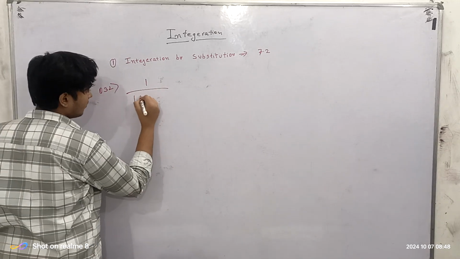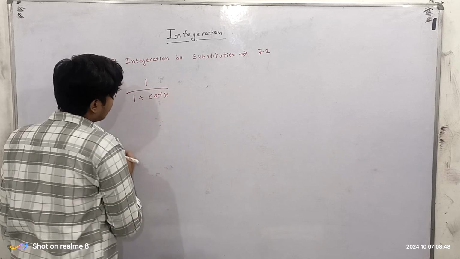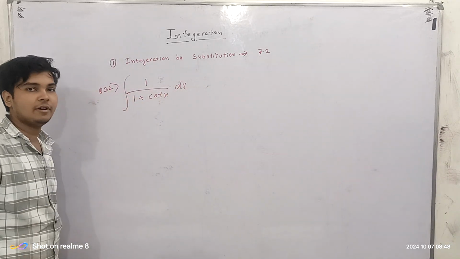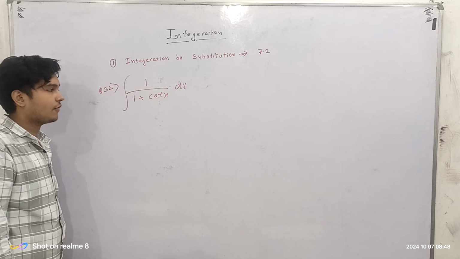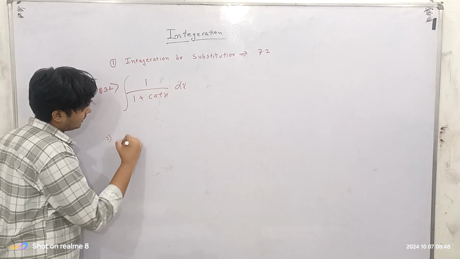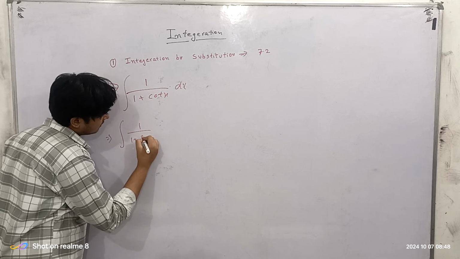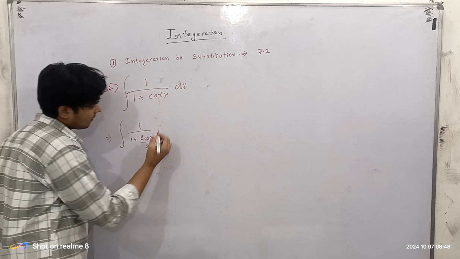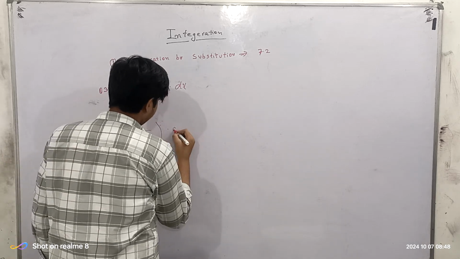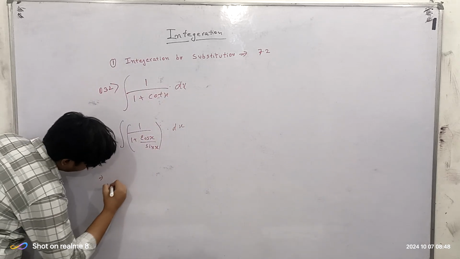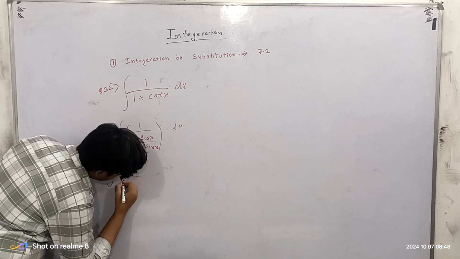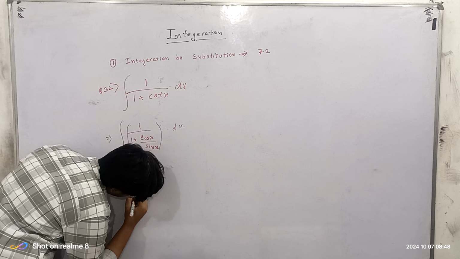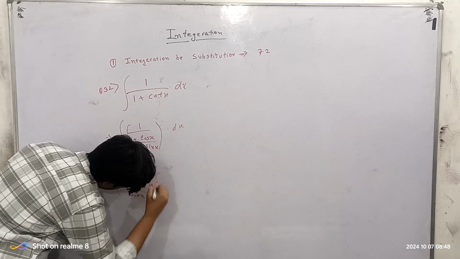1 by cot x. In class 10, we always say that if we are given trigonometry, we convert it into functions of sine and cos. For simplicity, 1 by 1 plus cos x by sine x into dx. Now we write the integration with LCM: 1 by sine x plus cos x by sine x, into dx.